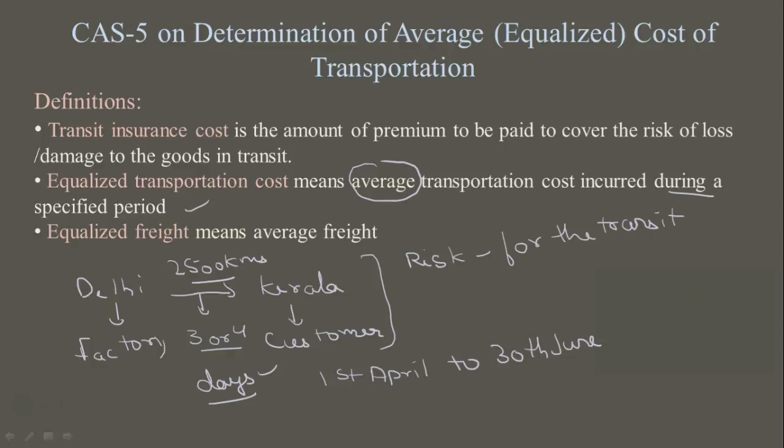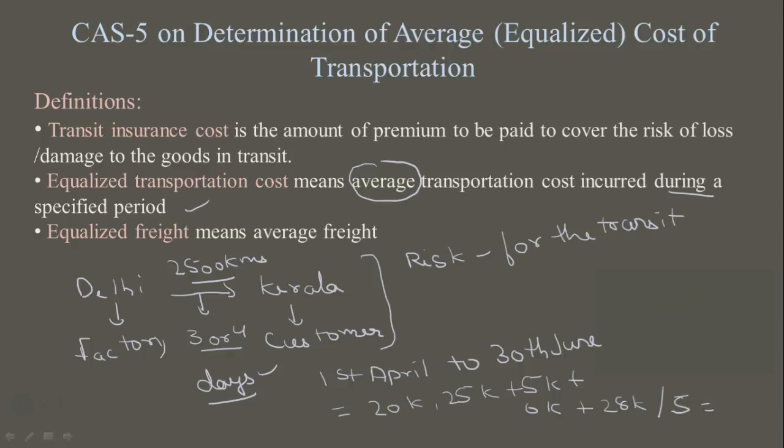Okay, and in this period the company had paid transportation of 20,000, 25,000, 5,000, 6,000 and 28,000. So what are we going to do? We are just adding all these 5 costs and dividing by 5, and we get the average transportation cost. Is it clear, guys? More simple. So it is the equalized transportation cost.